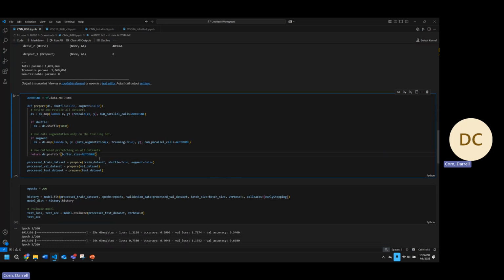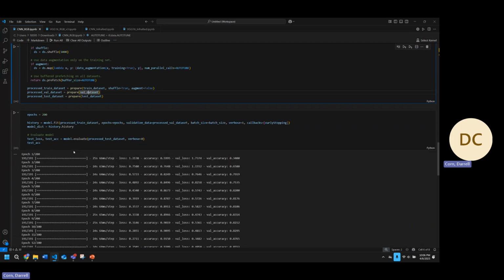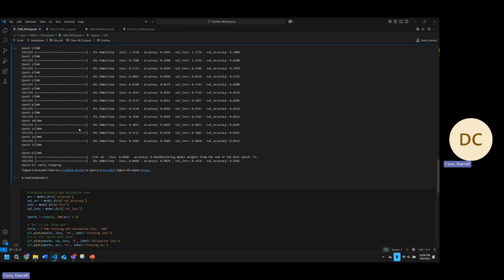I know in the previous labs we used that data gen and flow from directory and image data generator class, but I found that that was really slow. And so this method is much quicker, and it lets me train more models in a shorter amount of time. And so when I prepare the training data set here, I make sure it's shuffled and I can choose to augment it for the experiment. And the validation and test data is not shuffled or augmented. Then here we fit the model and we evaluate the model.